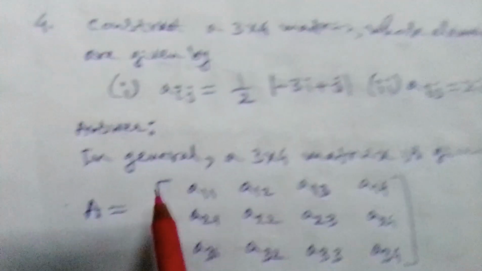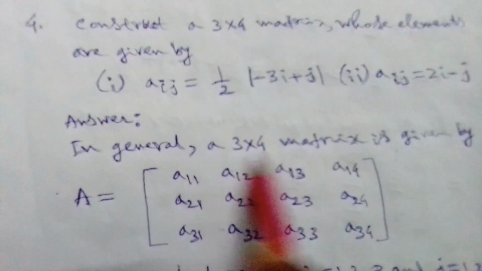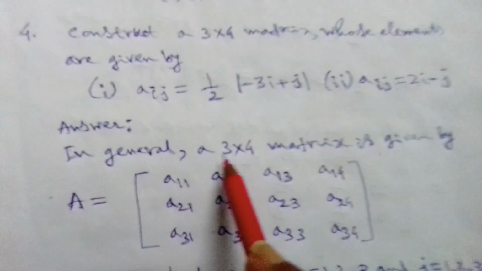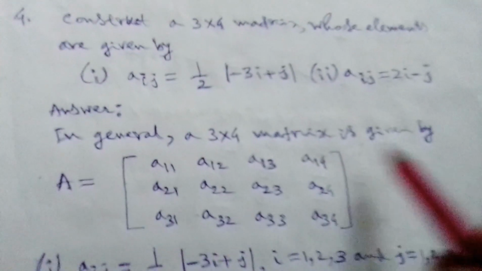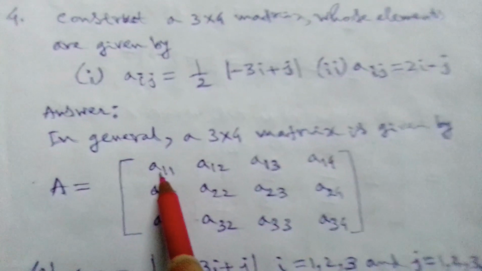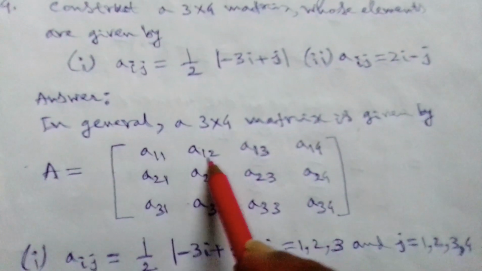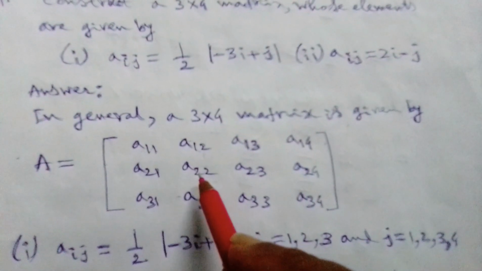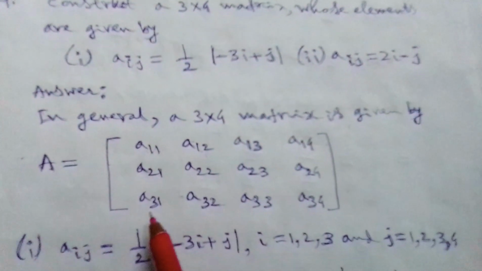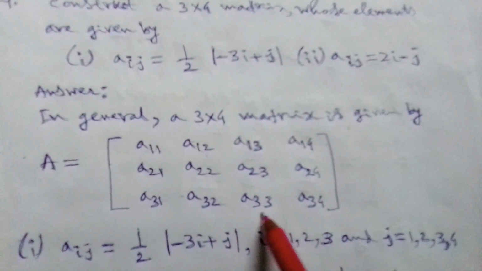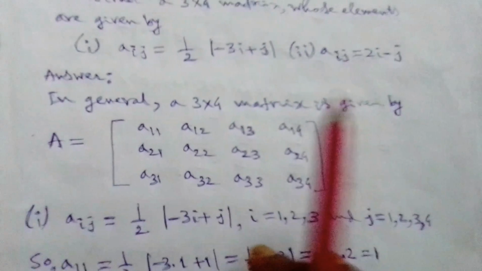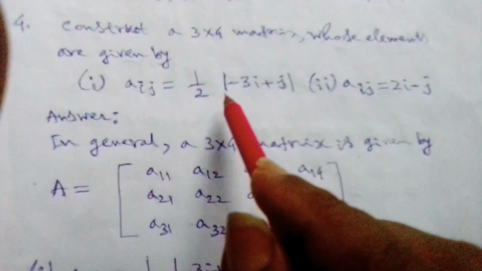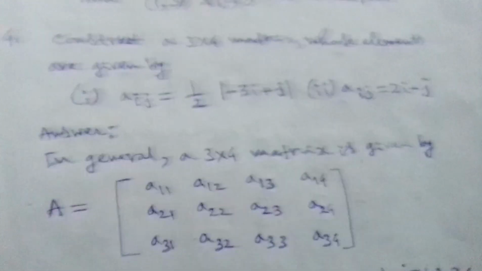So we are giving the answer in general for a 3 by 4 matrix, that is 3 rows and 4 columns, and normally it will be given by, that is 3 rows. It will start with A11, A12, A13, A14. Next is A21, A22, A23, A24. Next is A31, A32, A33, A34. So we evaluate all these elements and go to the final answer. And from the beginning level we are starting with this problem.